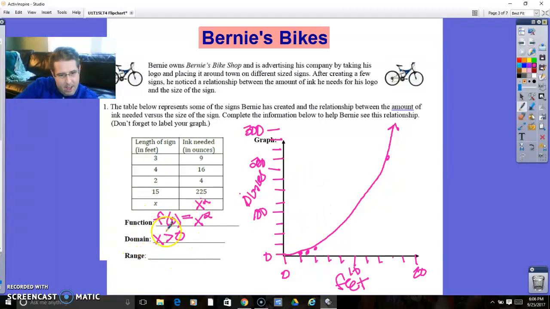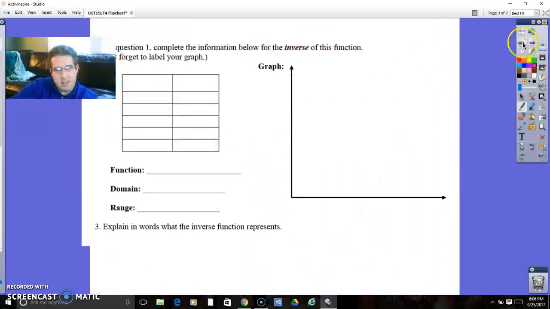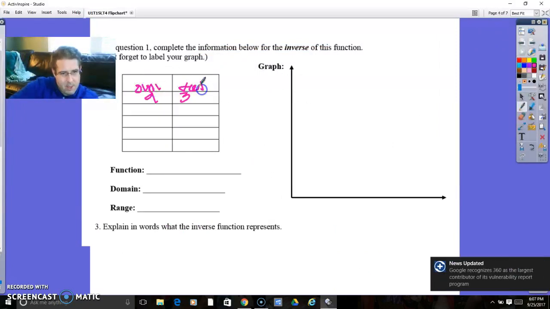The range, the height, it starts here. Remember, domain is left to right. So domain is all the possible inputs, and range is all the possible outputs. So that's the height, so y is also greater than 0. Now, when we do this question, it's the exact same thing, but it's going to be the inverse. So this is going to be 9, 3, and we're going to simply switch the numbers. So this is going to be ounces over here, and feet over here.